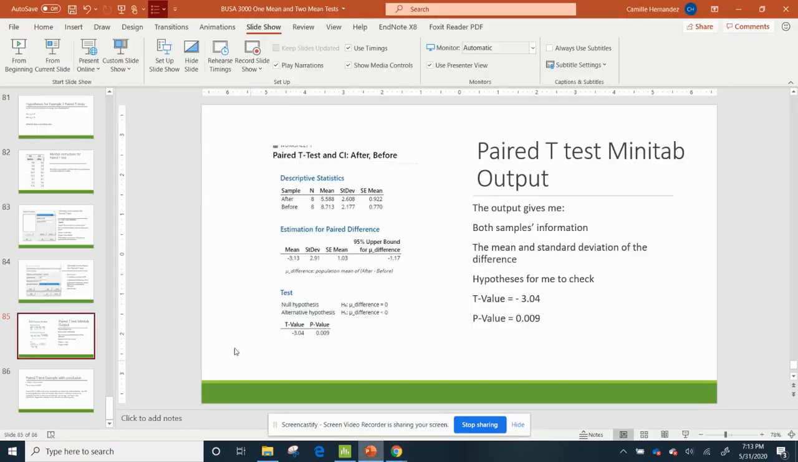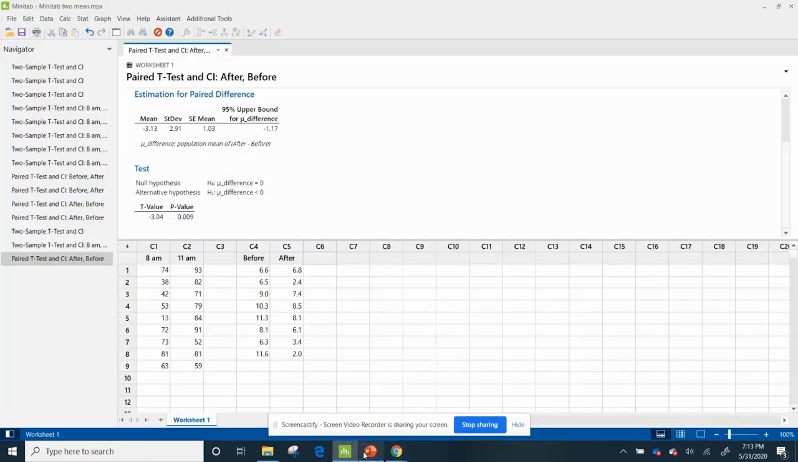Okay, so let's break that down. I have everything here. Why did I do my after before? Because, remember, they were seeing if it reduced pain. So I'm doing the after before, that's why. Okay, so I've got everything I need. And again, if you look here, it's everything you need.